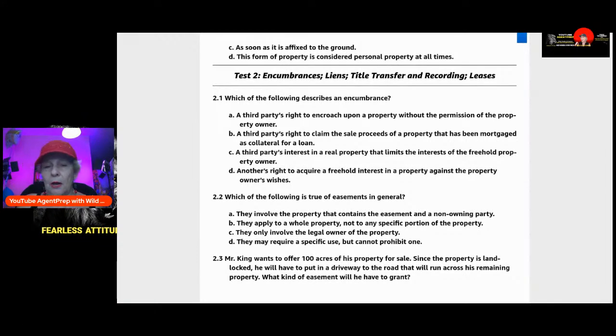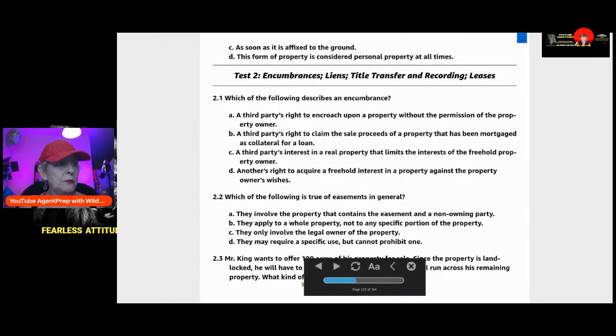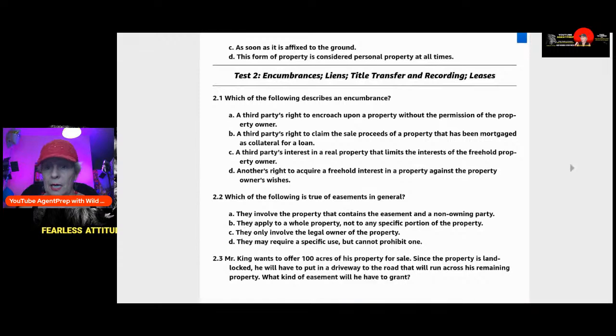So it's a cloud on the title. It could also be just a name that's impacting the title, a name change. So that's created a cloud on the title.